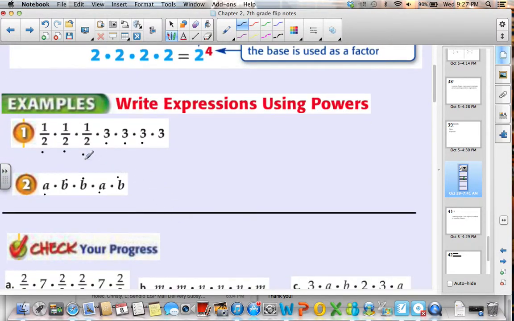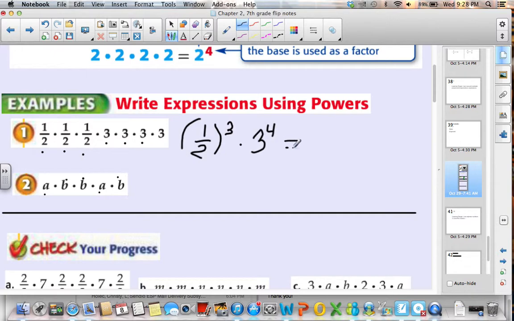Okay, so if we were going to write this using powers, well, we can see that 1/2 is being multiplied 3 times. So we're going to write it as 1/2 to the 3rd power, and then it's still being multiplied, but then it's 3 to the 4th power. Okay?